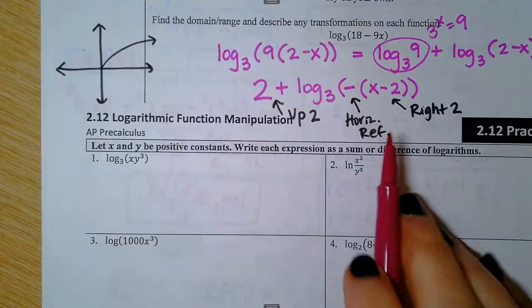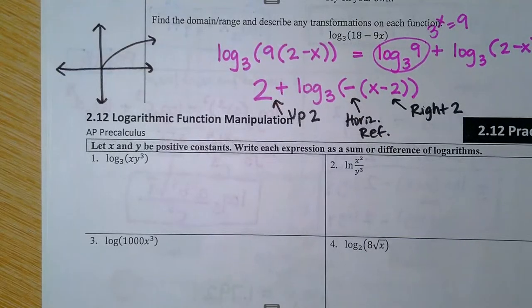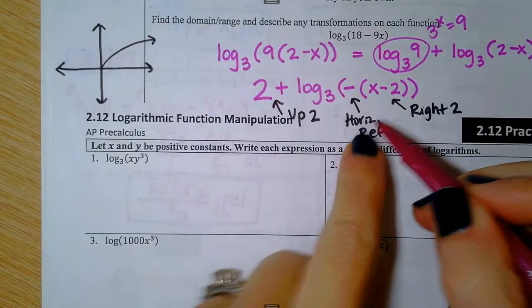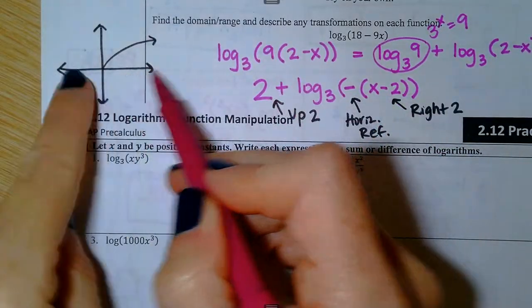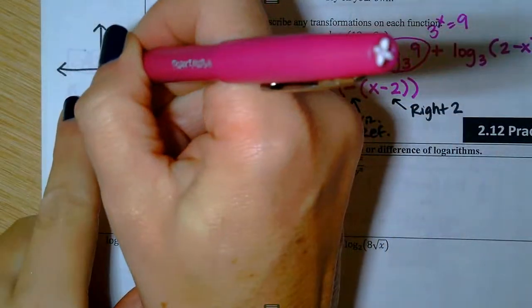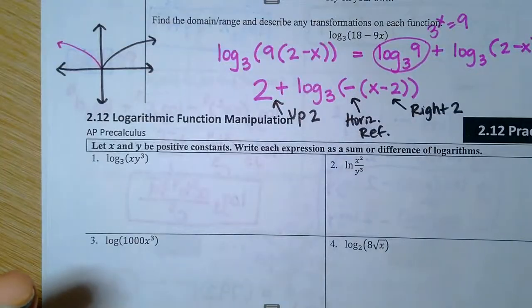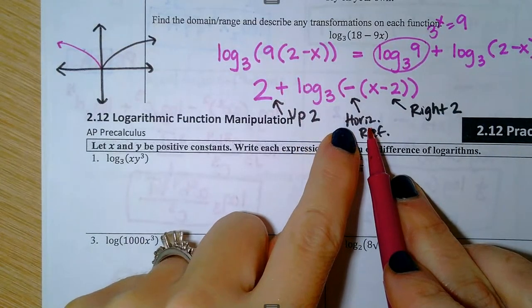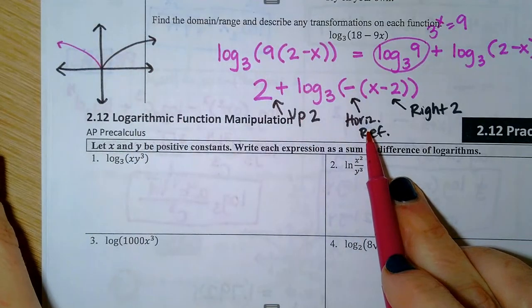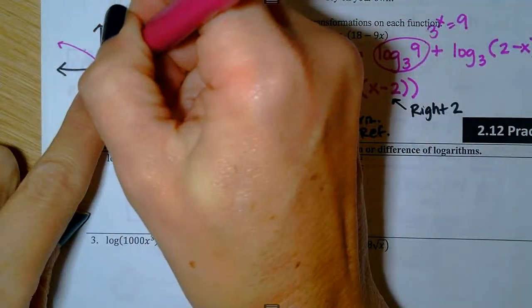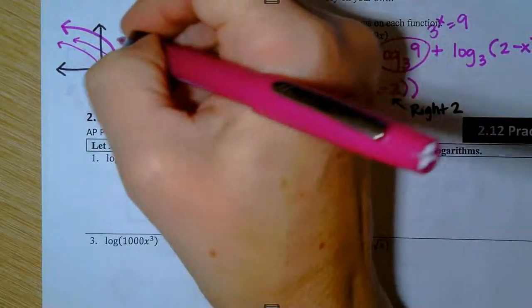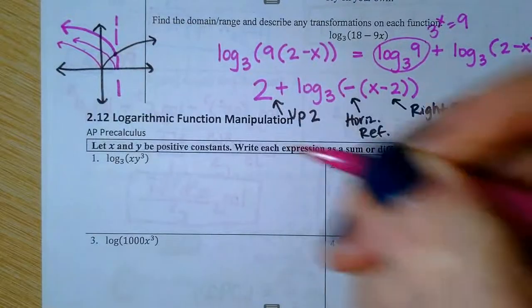So what's a horizontal reflection? I flip over. So this is what messes kids up. A horizontal reflection means my X values are changing. So if my X values are changing, I'm flipping this way. I'm flipping over the Y, which is weird. Because you don't flip over the horizontal line. You flip over the Y. And then I go right 2, 1, 2. So that comes to here. And then I go up 2. So let's say that's my graph. And 2 is my asymptote.